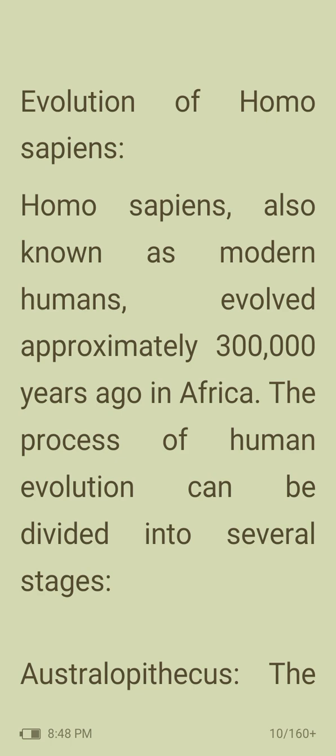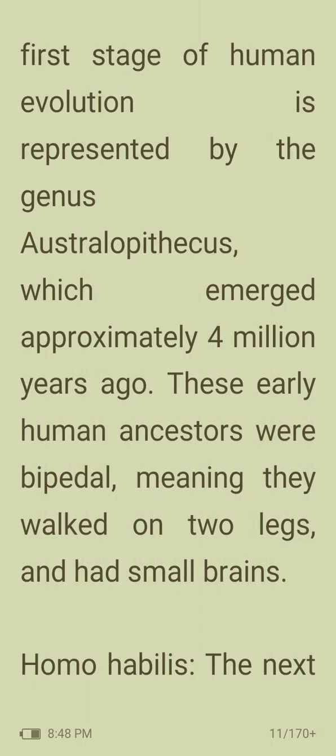The process of human evolution can be divided into several stages, like Australopithecus. I'm not sure about the pronunciation. Australopithecus, the first stage of human evolution, is represented by the genus Australopithecus, which emerged approximately 4 million years ago. These early human ancestors were bipedal, meaning they walked on two legs, and had small brains.